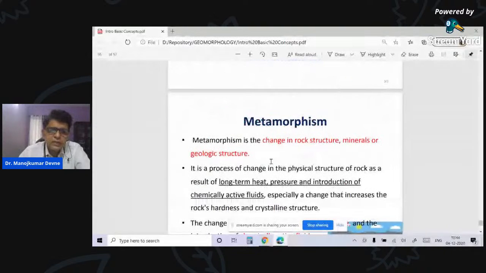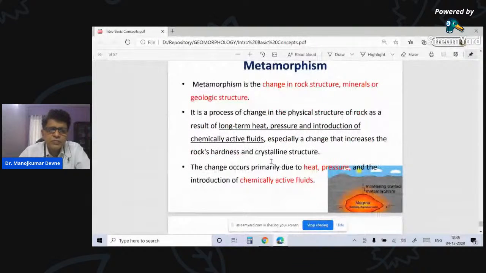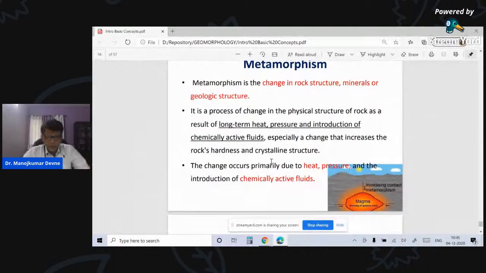And then you have metamorphism. A change due to temperature and pressure, as far as rocks are concerned, is called metamorphism. You have metamorphic rocks evolving out of them.